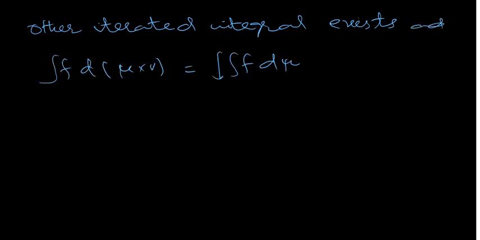We have the following: the integral of f over the product space is equal to this iterated integral of f dμ dν, which is equal to the double integral of f dν dμ. Both are equal.